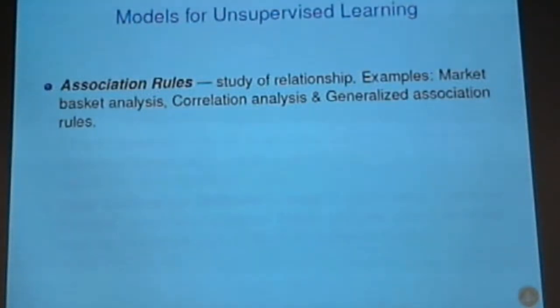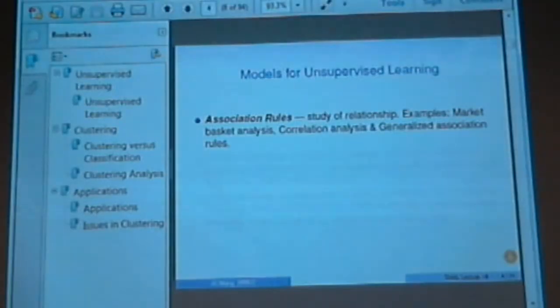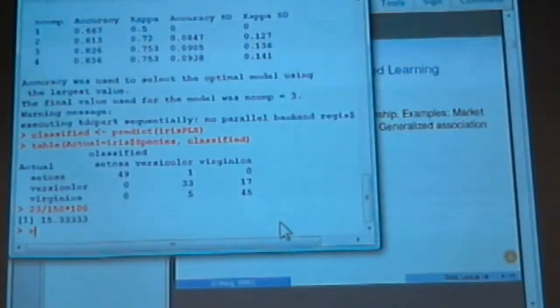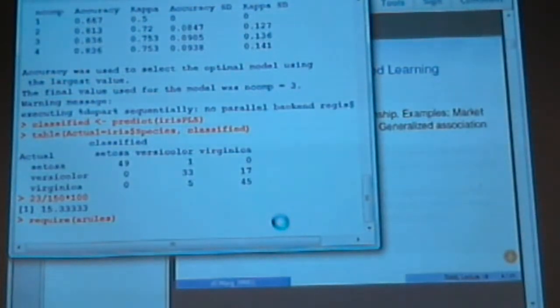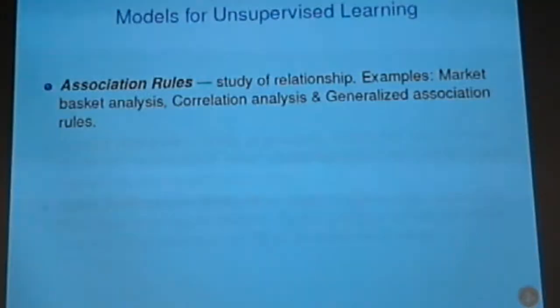R has packages which you need to install. It's called arules, with or without S. Maybe without S. Oh yeah, with S, okay? So arules is a package that will just do these association rules. Example like the market basket example. Correlation analysis is in this too.